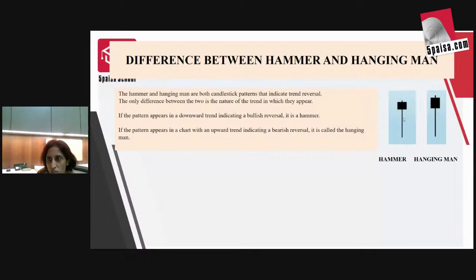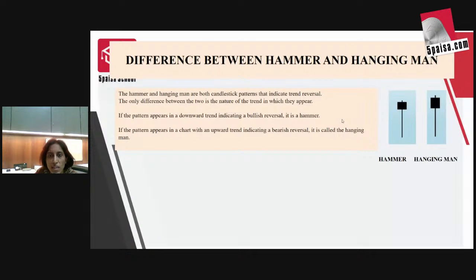So this is a hammer, as you can see. This is again a hanging man, almost very similar, absolutely similar, you can say. But both of these indicate a trend reversal. The only difference between the two is the nature of the trend in which they appear. So if this kind of pattern appears in a downward trend indicating a bullish reversal, the prices are going to go up.